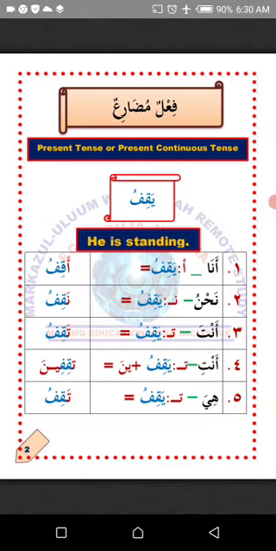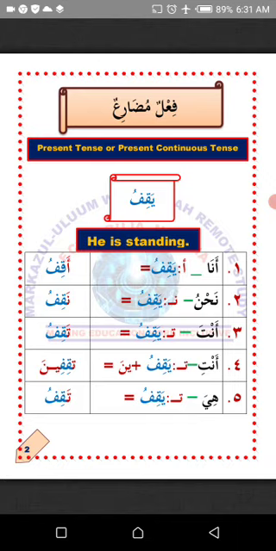Fi'lun mudari, present tense. Fi'lun mudari, present continuous tense. This is a form of verb in Arabic that one can use to talk about an action happening at the moment, or something that we do on a daily basis, like going to work, or going to school, or going to mosque. As I am teaching now, the only form of verb in Arabic that I can use to talk about what I am doing now is called fi'lun mudari.